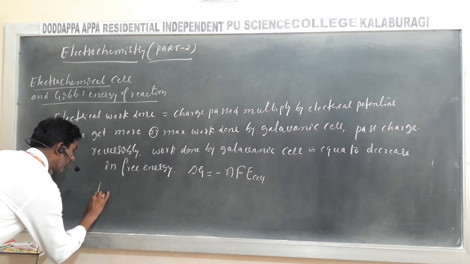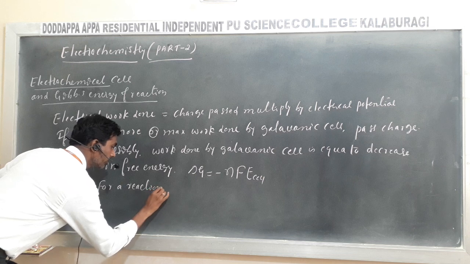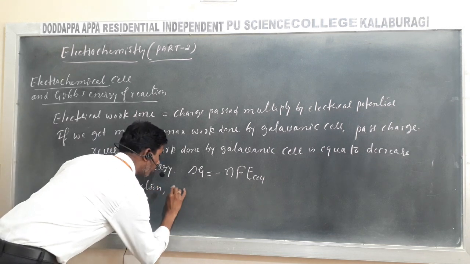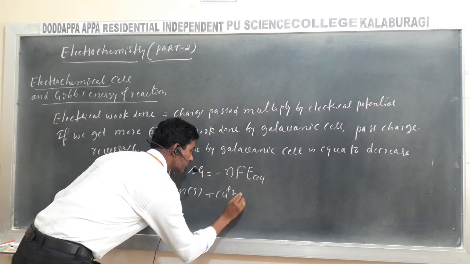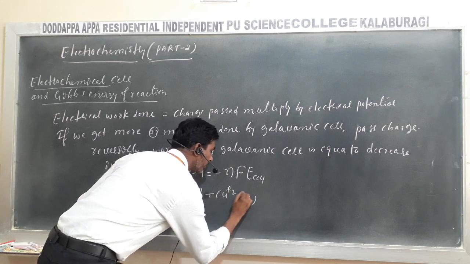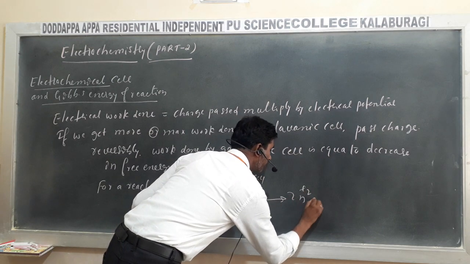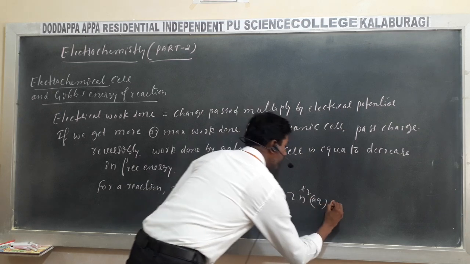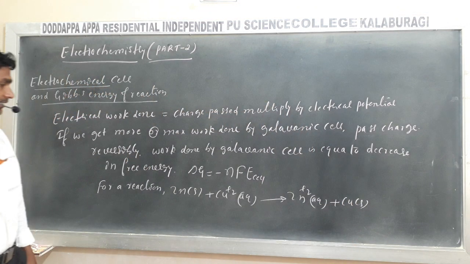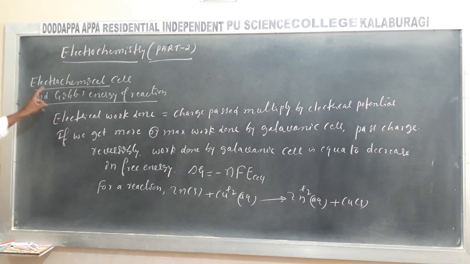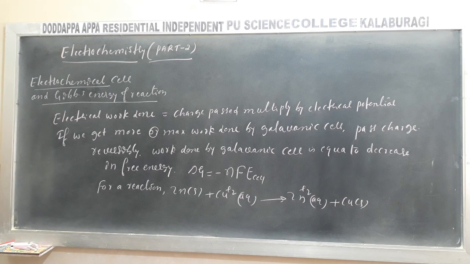For example, for a reaction: zinc solid plus copper 2 plus aqueous gives zinc 2 plus aqueous and copper solid. This is the overall cell reaction of the Daniell cell, and you have to apply this reaction to the relation between the electrochemical cell and the Gibbs energy of a reaction.